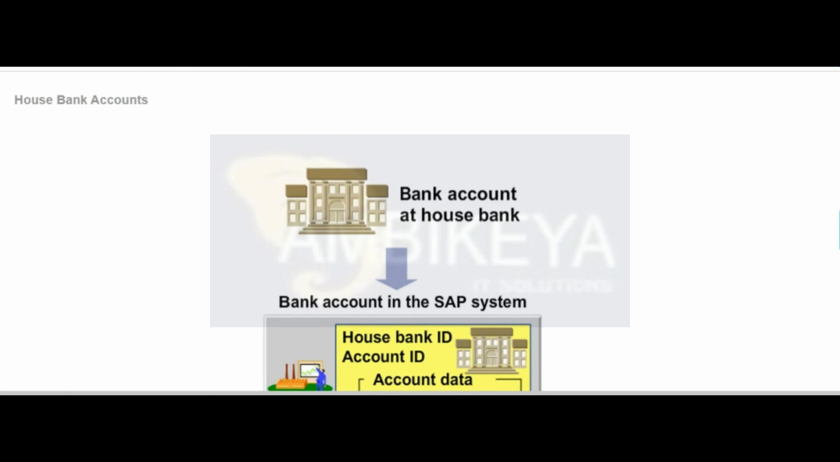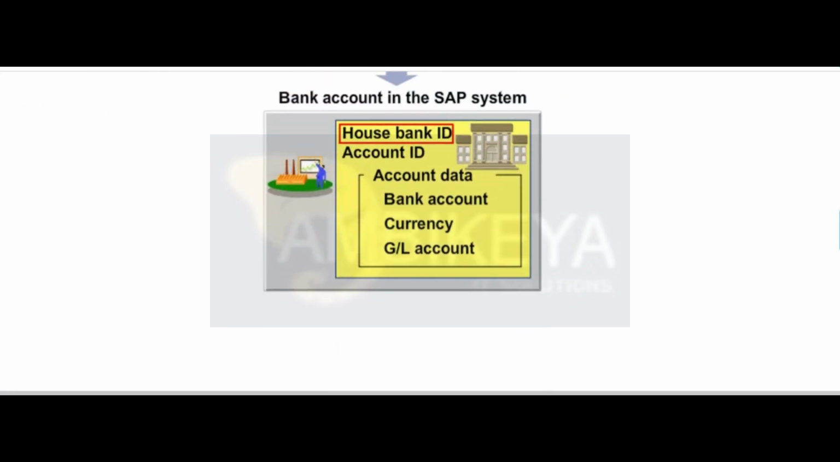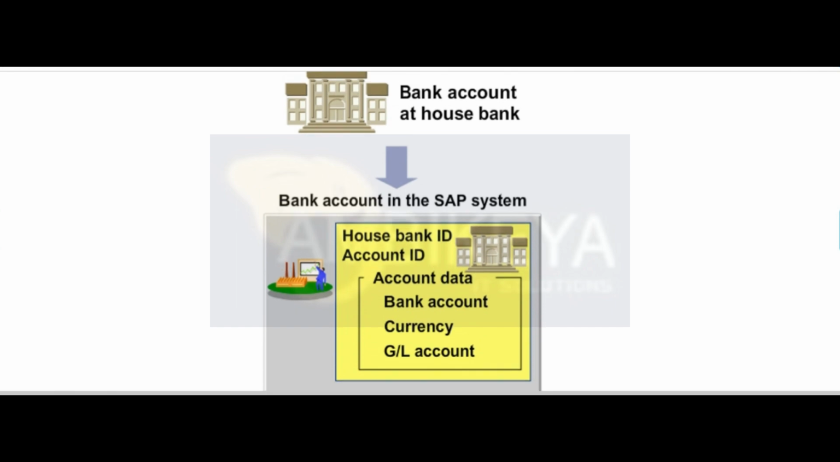A combination of the house bank ID and the account ID represents each bank account in the SAP ERP application. This combination is entered in the GL account that represents the bank account in the general ledger. You must define bank accounts managed at the house banks. You can identify these accounts by each house bank's unique account ID. The bank account data contains your bank's account number, the account currency, and the relevant GL account.